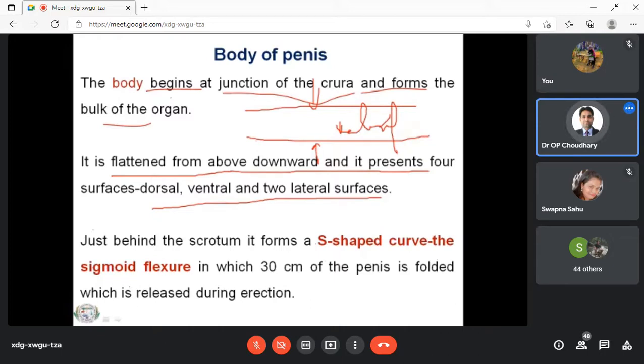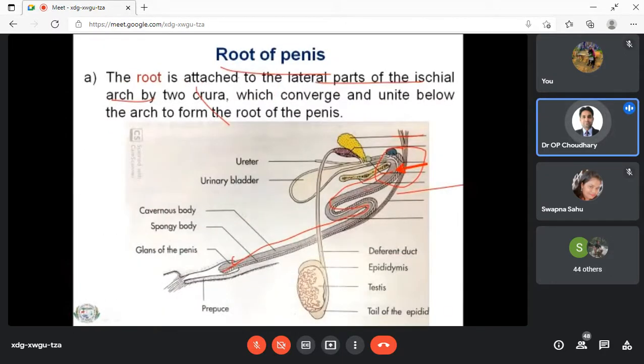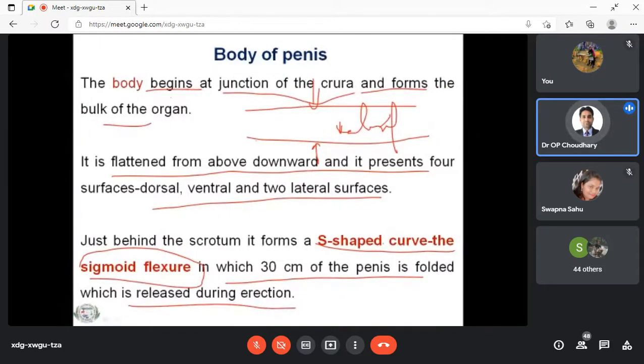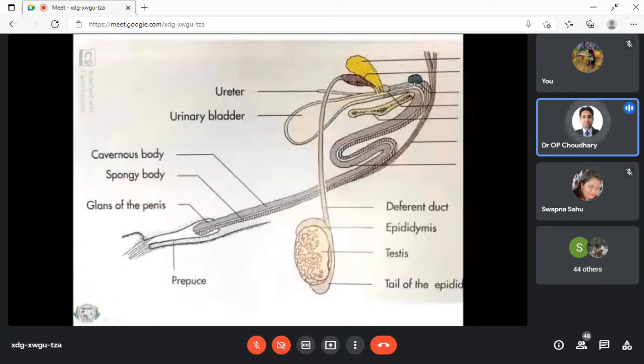So it consists of four surfaces, and just behind the scrotum, it forms an S-shaped curve. This is very, very important. This S-shaped curve is called as sigmoid flexure, in which 30 centimeter of the penis is folded, which is released during the erection. So what is the sigmoid flexure? This part is called as sigmoid flexure. You can see here, this is the sigmoid flexure. Okay, this is very, very important.